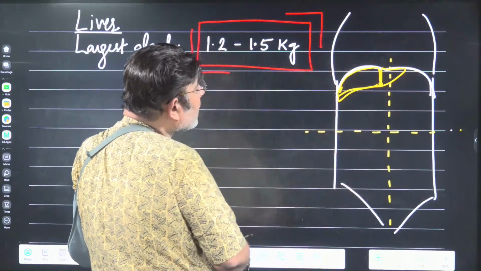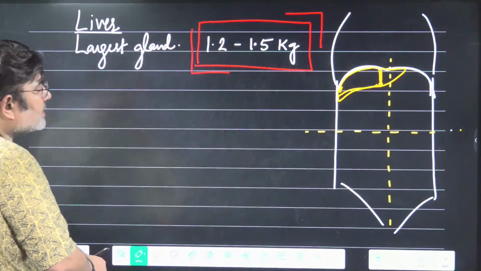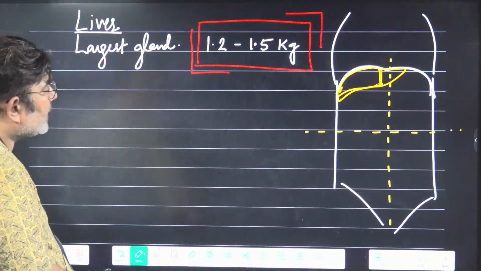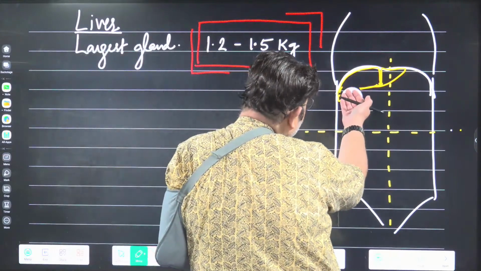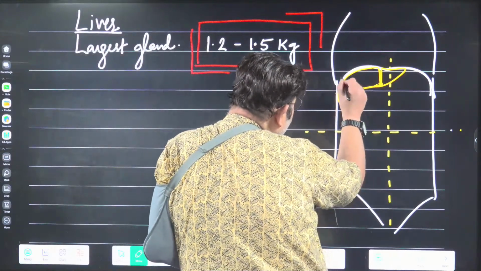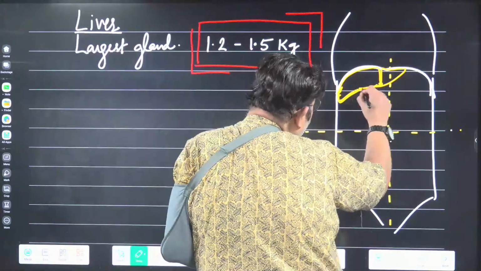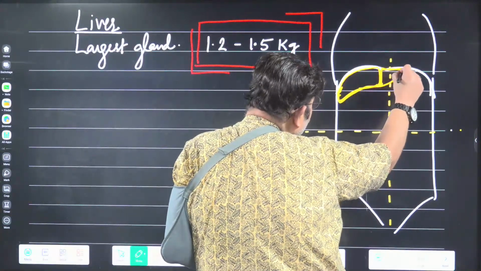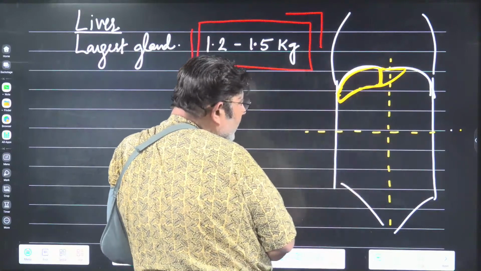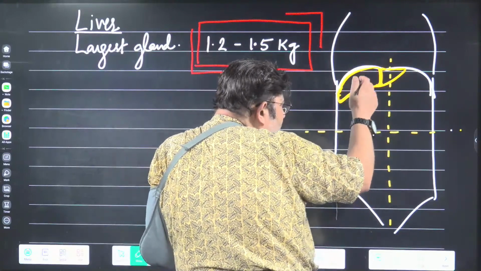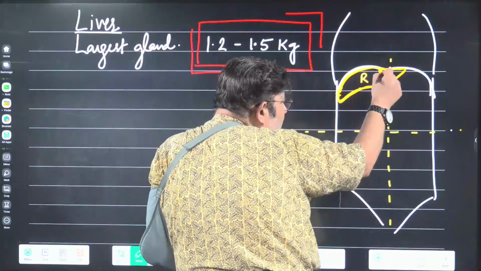This is on the upper right side, just below the diaphragm. It is surrounded by a white fibrous connective tissue capsule, and this is known as Glisson's capsule. Okay. And below the right lobe, this is the right lobe, this is the left lobe.